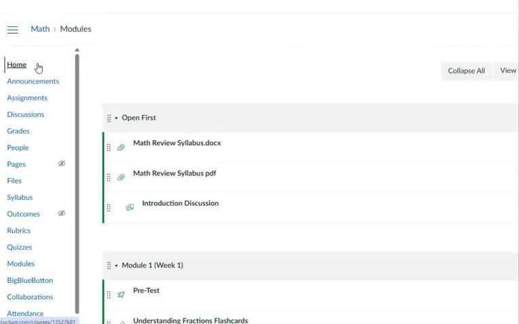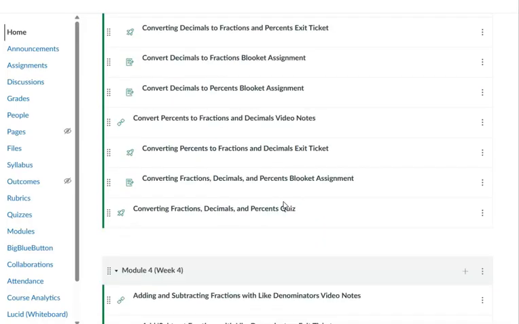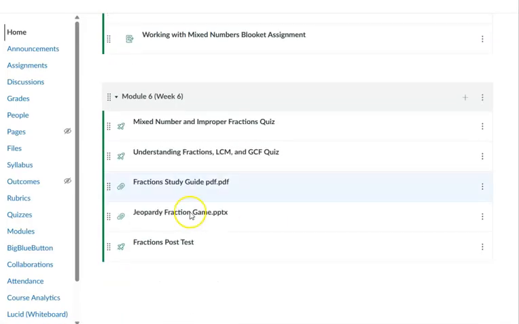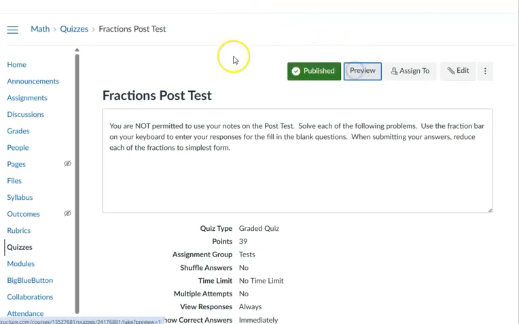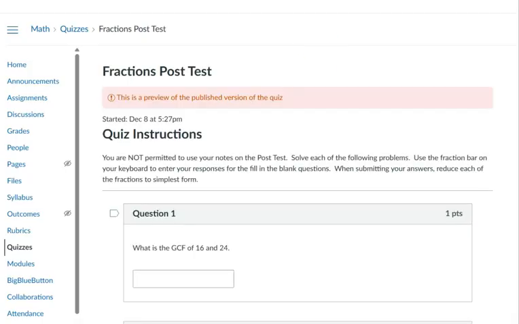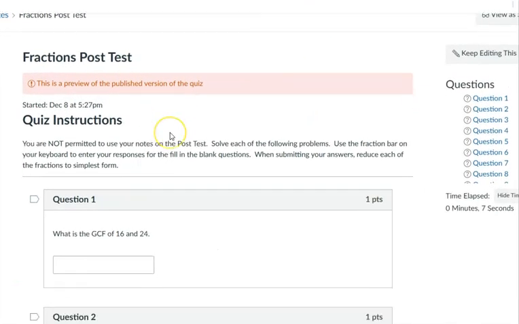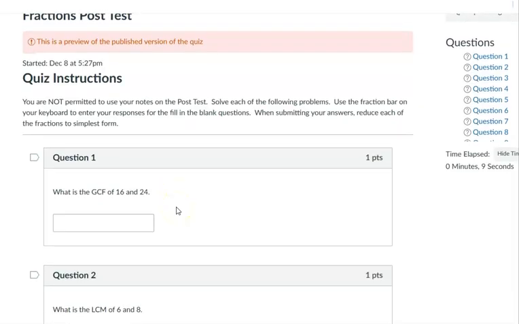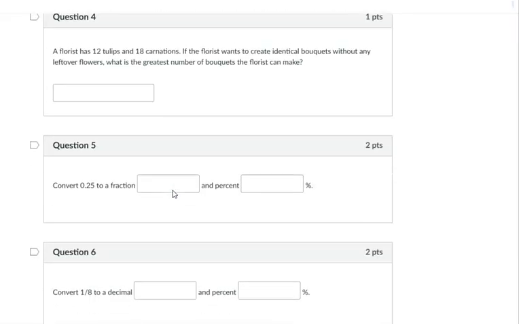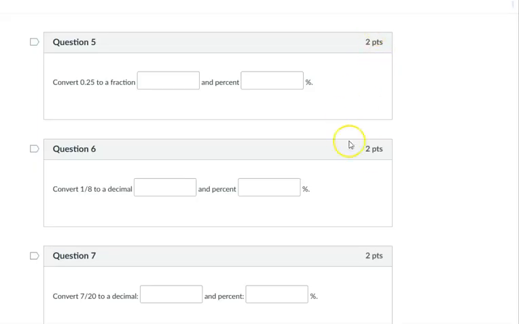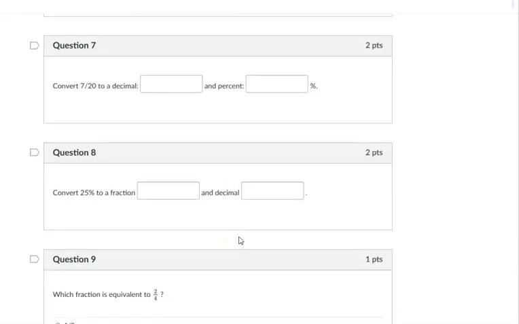Going back to the home page, the final thing before their post-test is a little Jeopardy fraction game that they can play to review, and then they would take their fraction post-test. If you click on it, it is worth 39 points, and we're going to preview it. They are given the statement that they are not allowed to use notes because it is a test. They need to simplify their answers if possible, and it also follows the same format of fill in the blank or multiple choice questions.